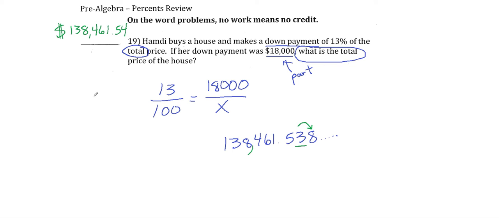And that makes sense because we're only paying 13%, or 18,000, excuse me, 18,000 was the down payment, so we should have a number that's bigger. It seems like a reasonable answer.